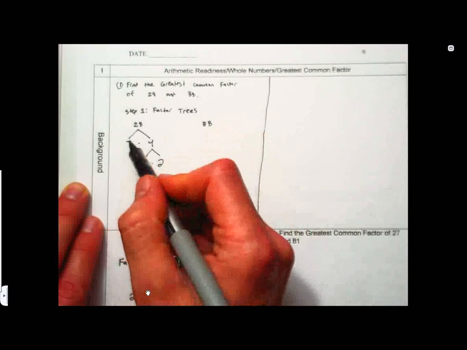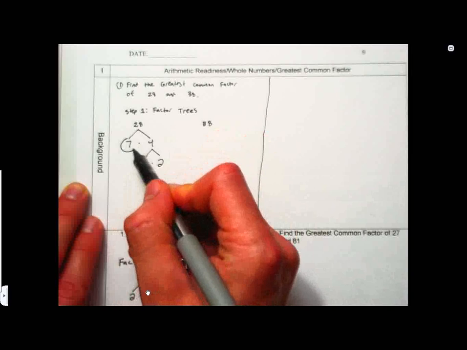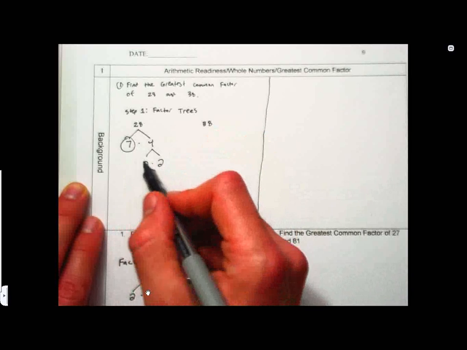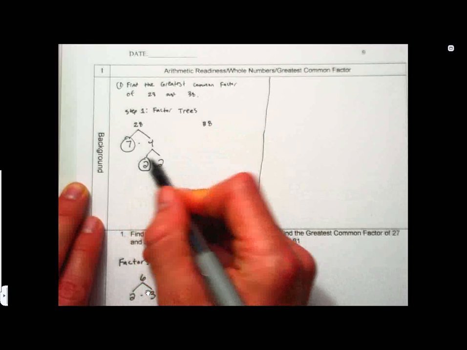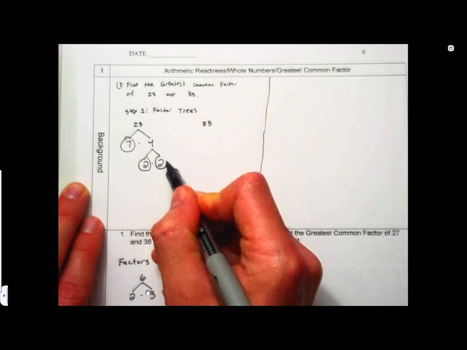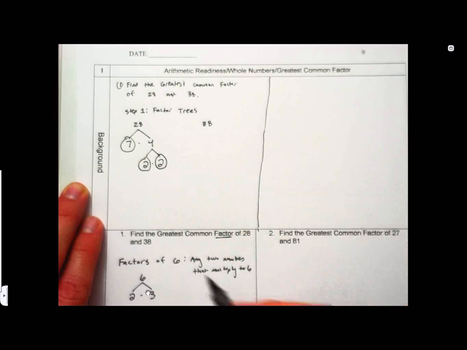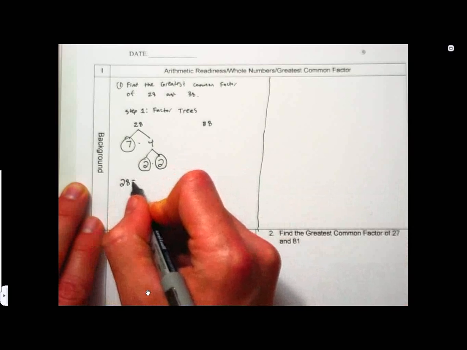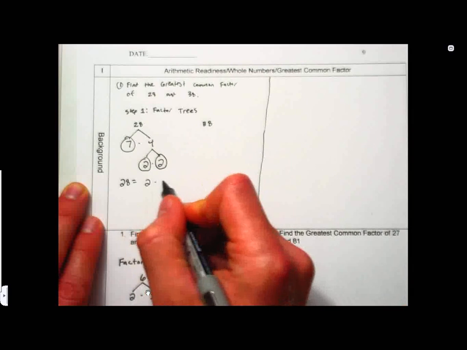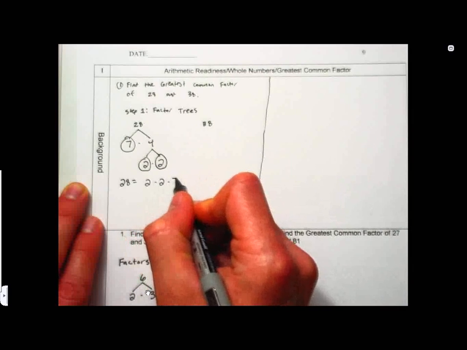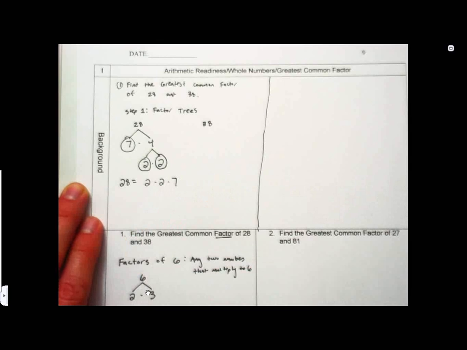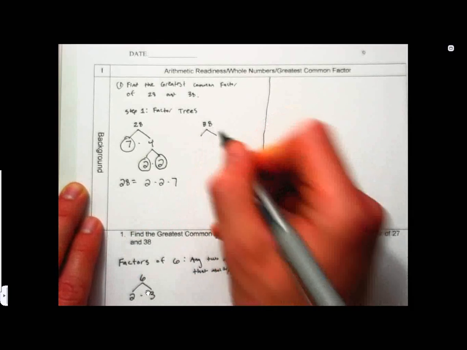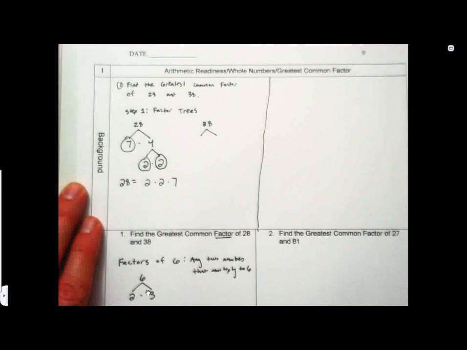Since the 7 couldn't be broken down, I'm going to circle it. If I look at the number 2, I can't break that down any further, so I'm going to circle that number. And same thing with this other 2. I can't break that down further, so I'm going to circle it. So what we've just discovered is that 28 is equal to 2 times 2 times 7. Now notice I'm writing the numbers in order from least to greatest. That's not necessary, but it does help our organization.